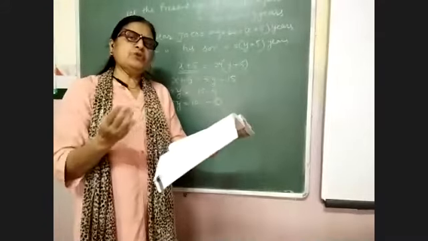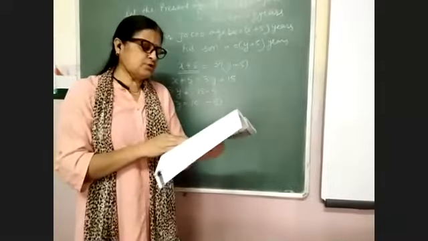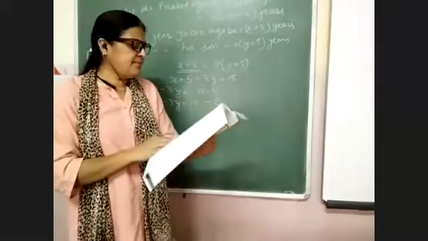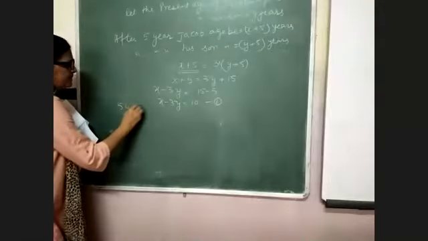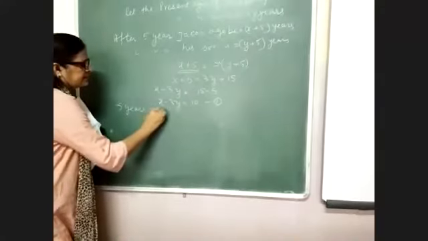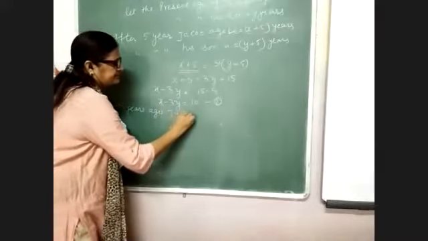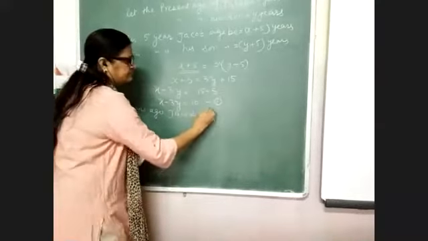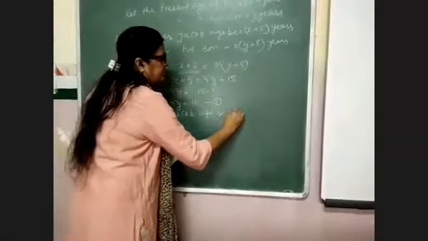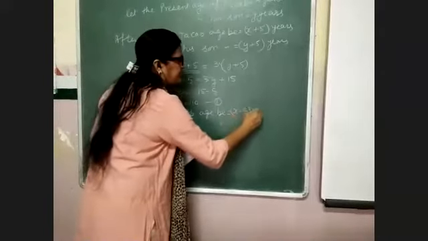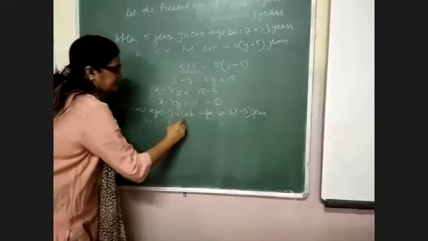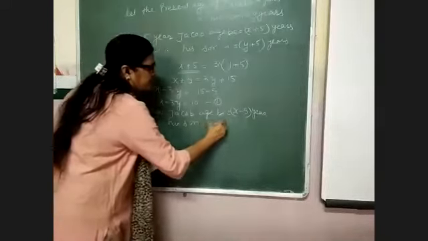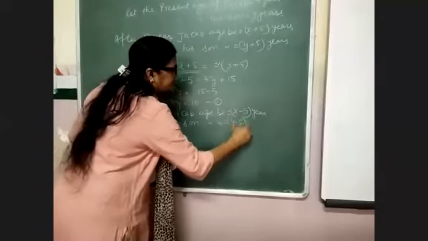You have to subtract it. 5 years ago, Jacob was 7 times his son's age. Then 5 years ago, Jacob's age will be x minus 5 years, and 5 years ago his son's age will be y minus 5 years.